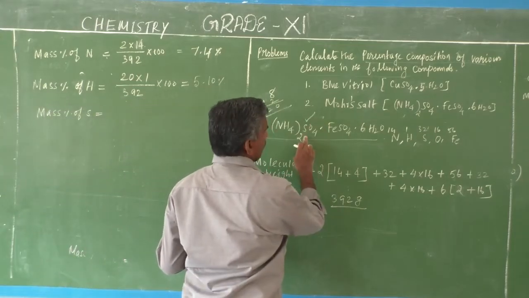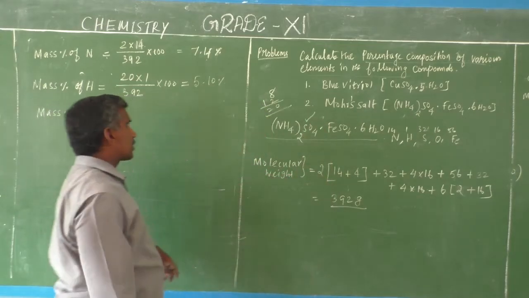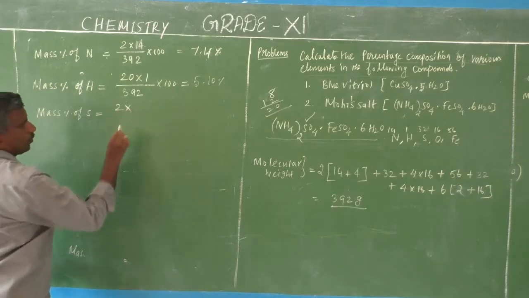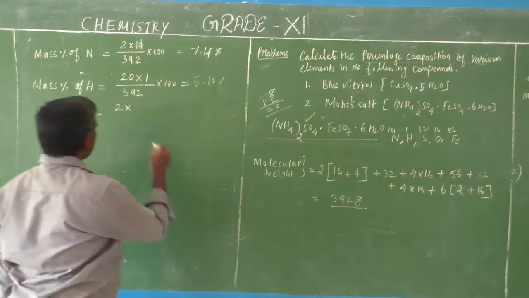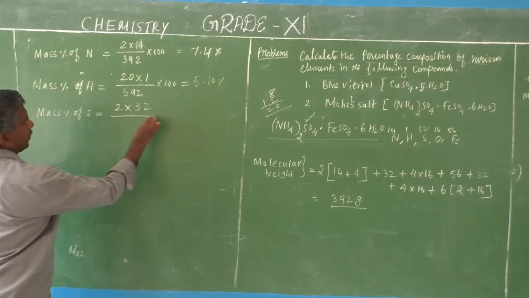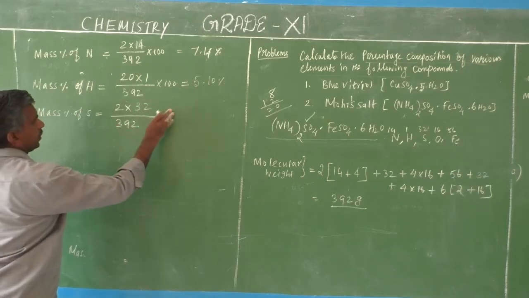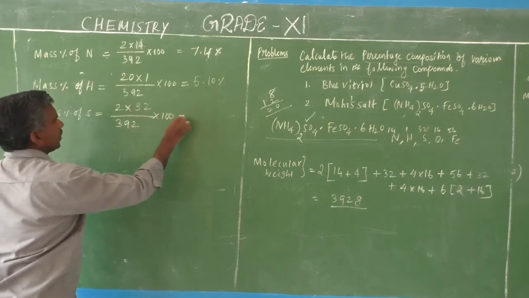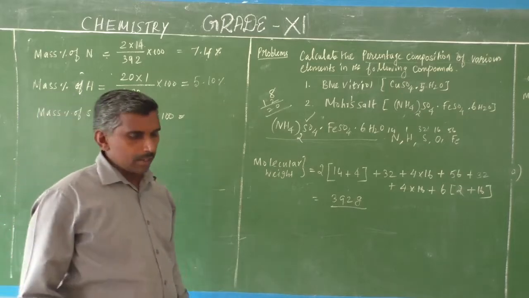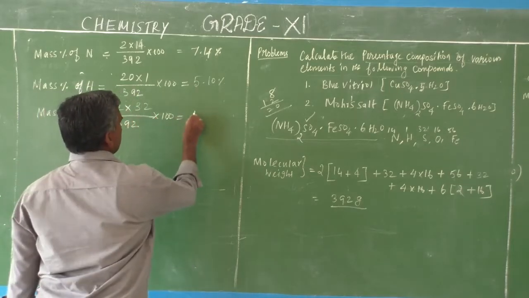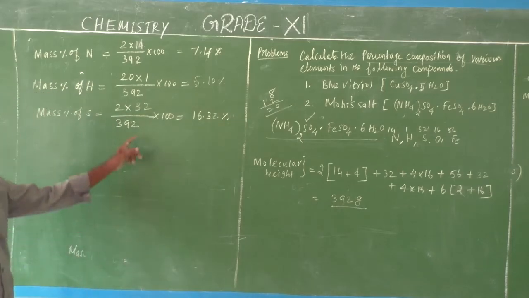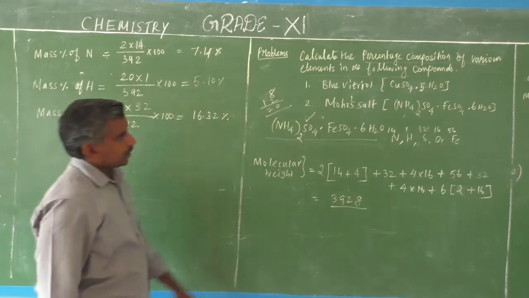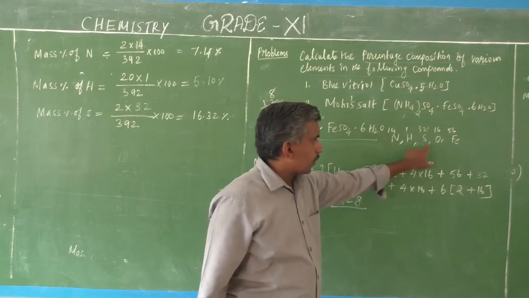Ammonium sulfate has 1 sulfur, here ferrous sulfate 1 sulfur. The mass of sulfur is 32, divided by 392, into 100. You divide this, it comes 16.32 percentage. So nitrogen over, sulfur over. Next, oxygen.